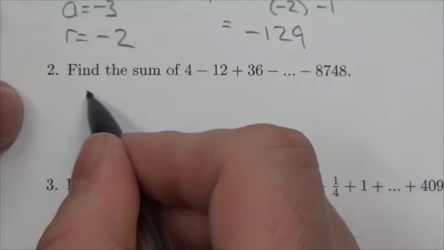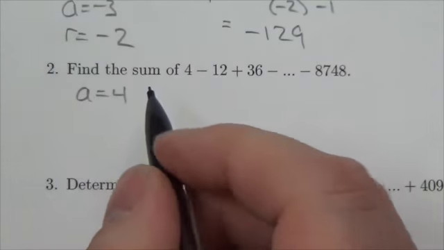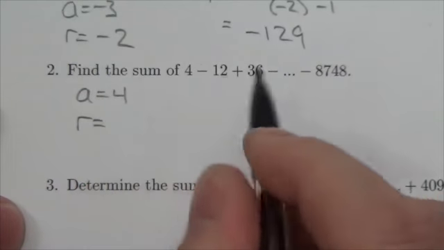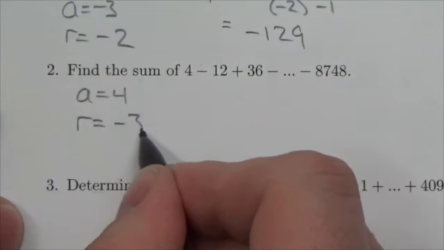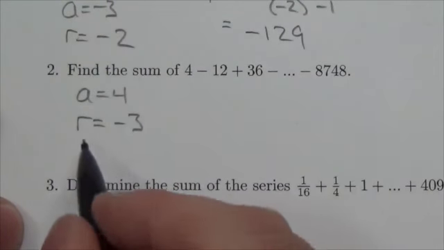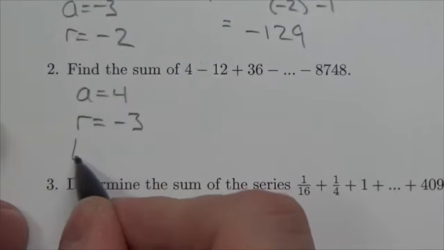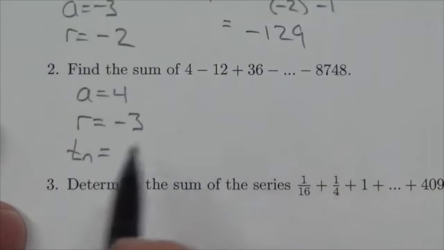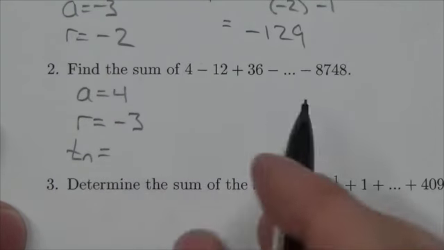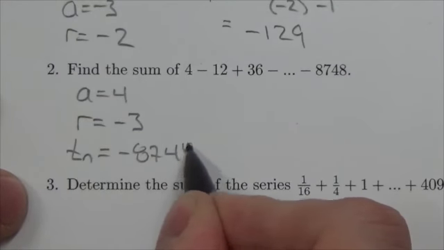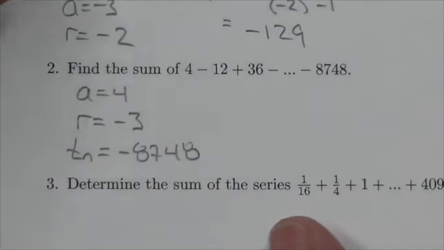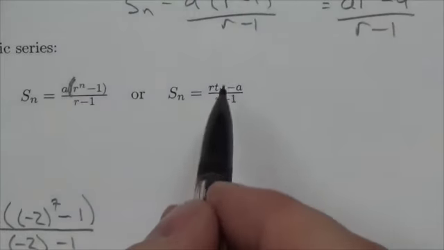Notice that the first term here is 4, okay, and that my r, now notice again it's an alternating sequence, and so my r is going to be negative, it's going to be -3. But I know the last term. I know what we call the nth term here. I know that that last term is -8,748. Now, because I know the last term, I'm very tempted to go up here and use this one right here.